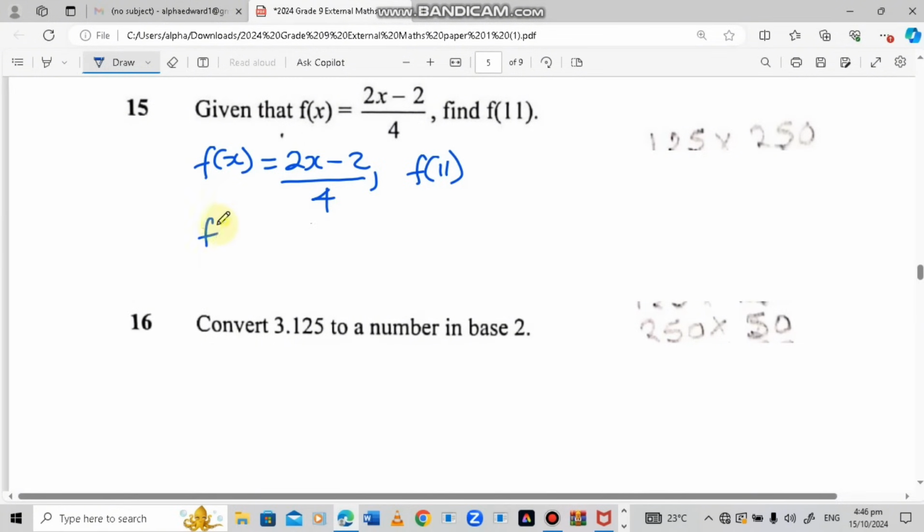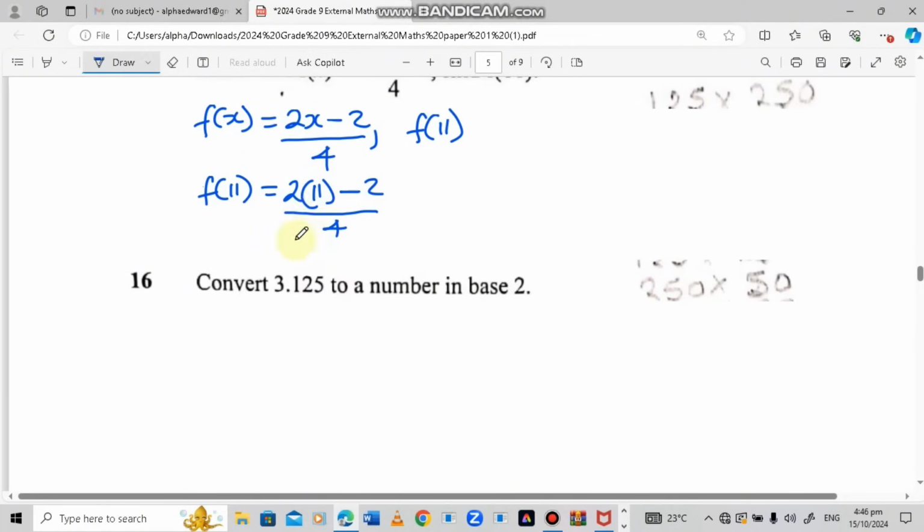So we're going to have f of 11 is equal to 2 times, where there is x here, we're going to substitute 11. So 11 minus 2 over 4. Okay, 2 times 11 is 22 minus 2 over 4. Okay, we're going to have 22 minus 2 is 20 over 4. 20 divided by 4 is 5. So f of 11 is 5.